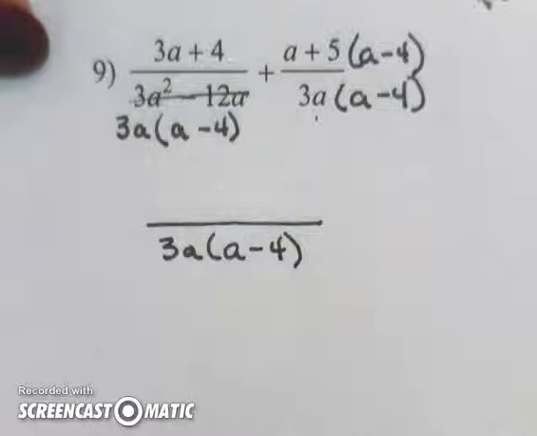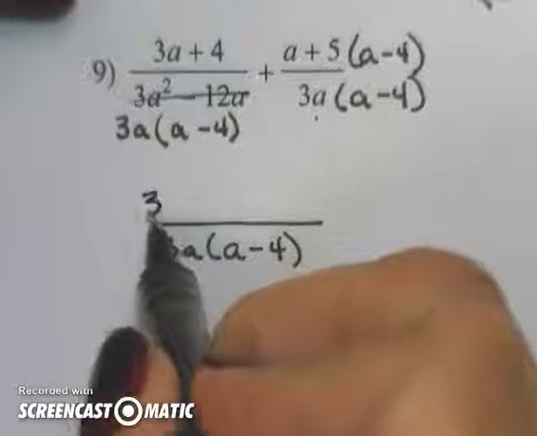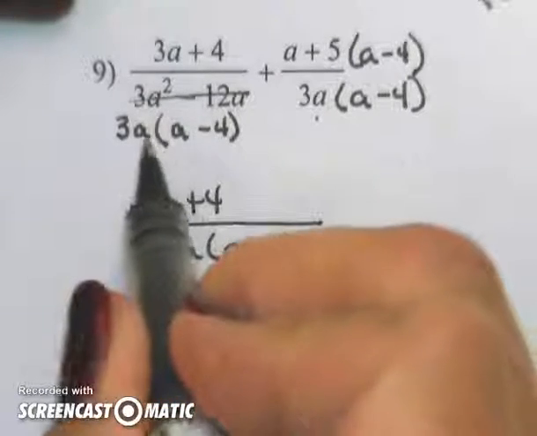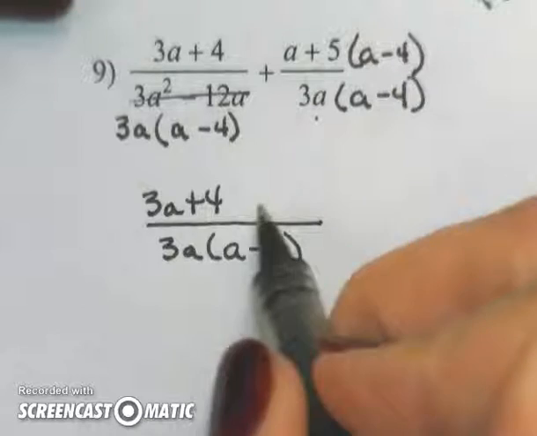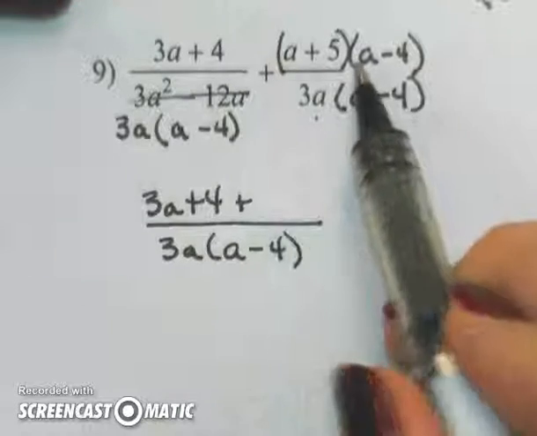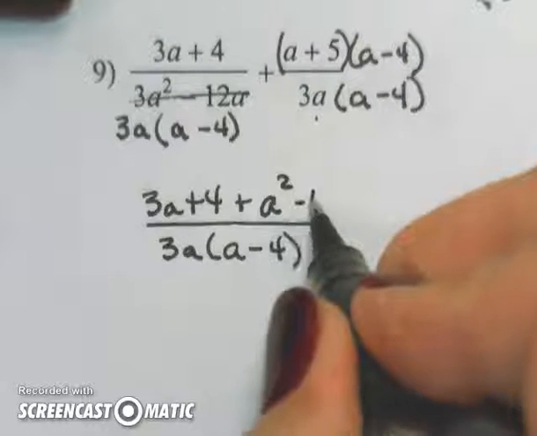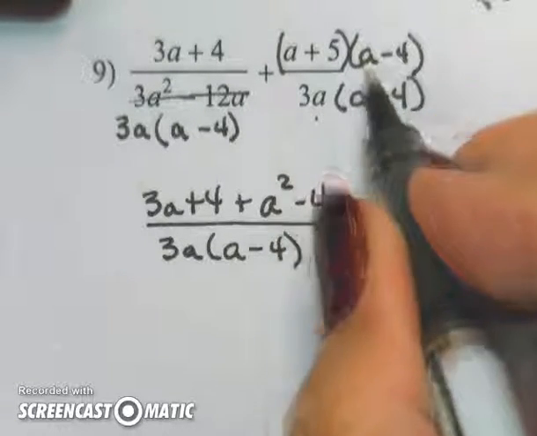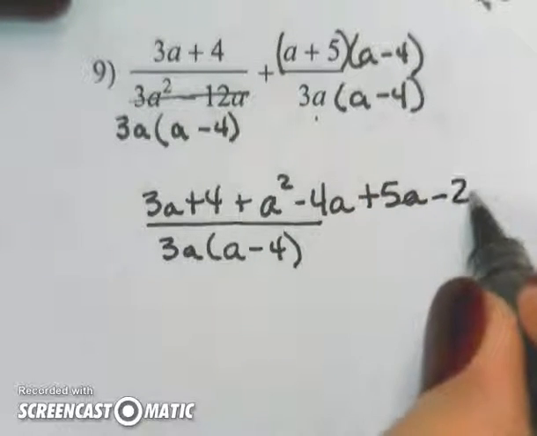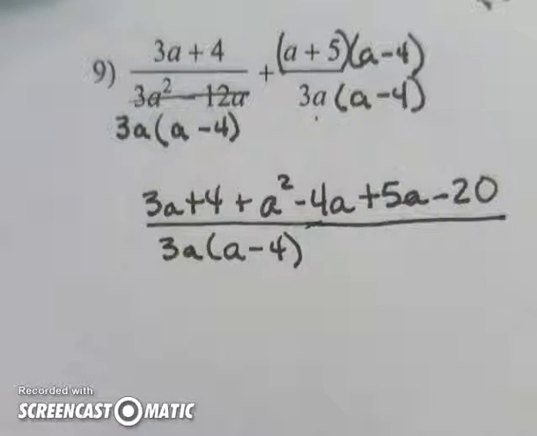Now I'm going to multiply out and combine like terms for my numerator. My first term, 3a plus 4, nothing changed there because I didn't need to add anything to this denominator. This side, I've got to do my distributive property and multiply that out. a times a is a squared. a times negative 4, negative 4a. 5 times a, 5a. And 5 times negative 4 is negative 20. All of that is still on the numerator of my problem.